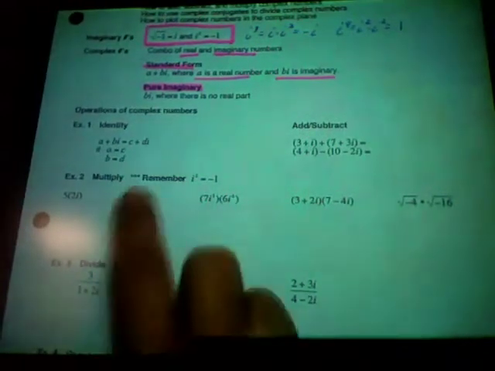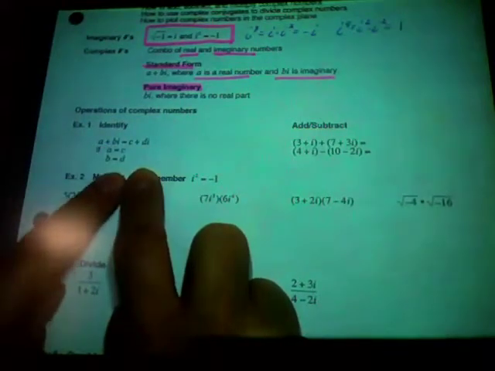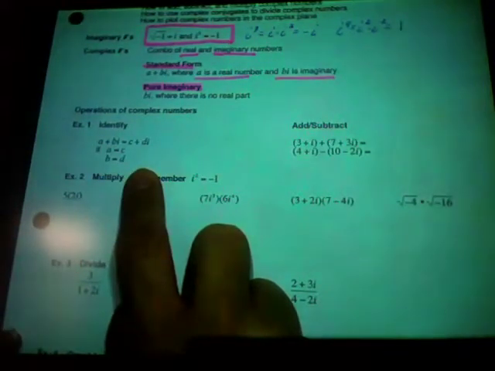Then we're really not going to do anything with example 1, but it's called an identity if and only if a and c are exactly equal and b and d are exactly equal. So the left side equals the right side, that's going to be called an identity, right?